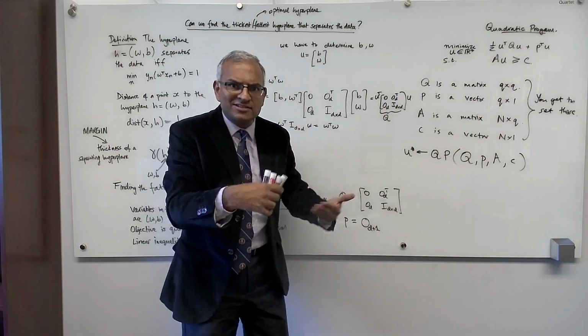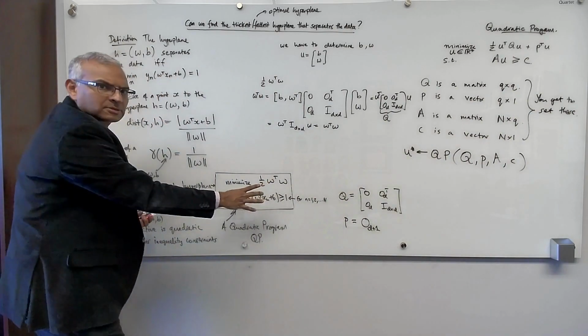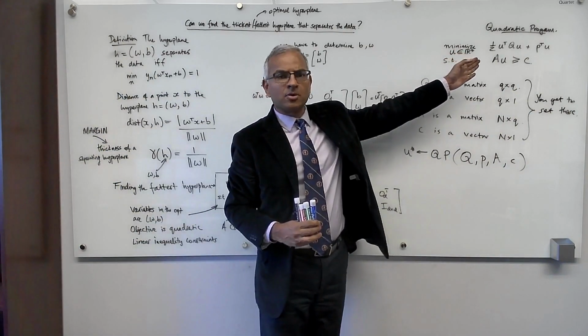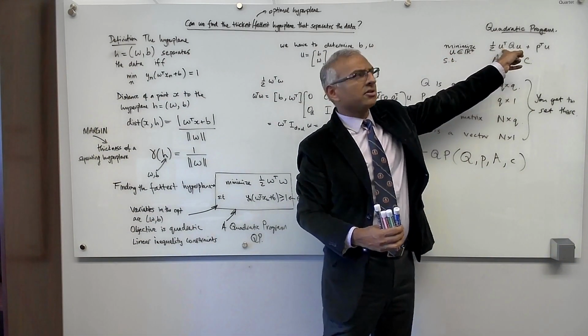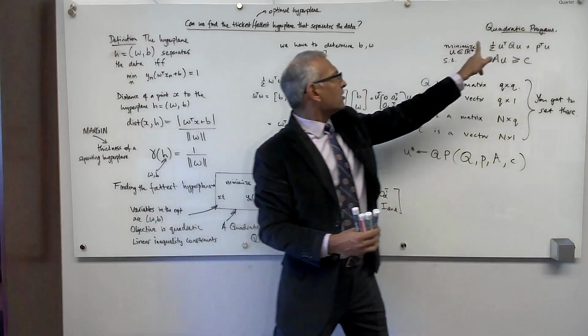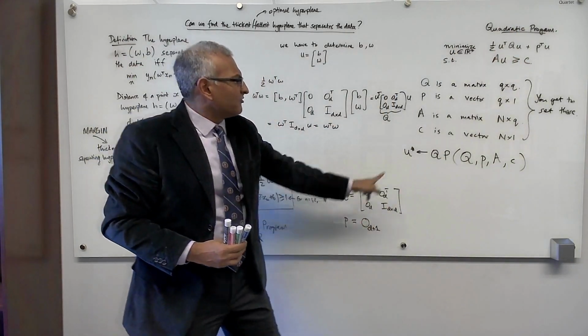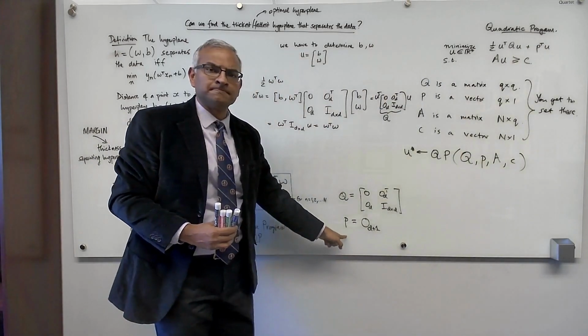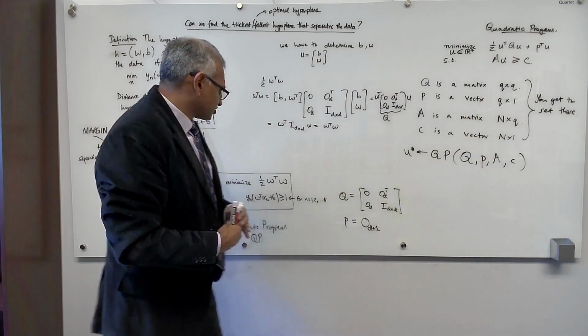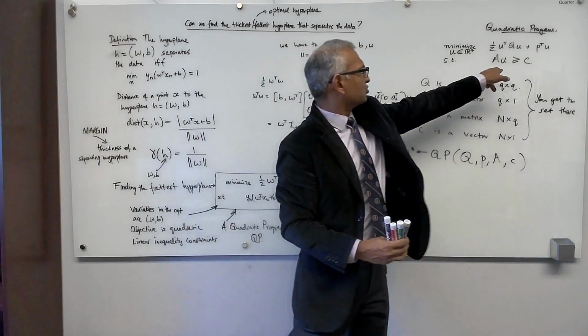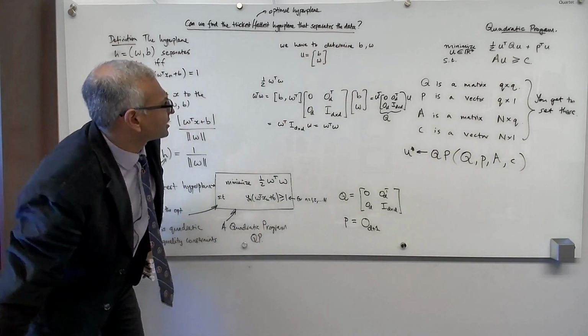So that's the first step in mapping any optimization problem to a quadratic program. Identify the optimization variable, which we did. Figure out what Q is. We figured that out. And figure out what P is. We figured that out. Now let's look at the constraints. These constraints look nothing like those constraints. So let's look at the constraints.